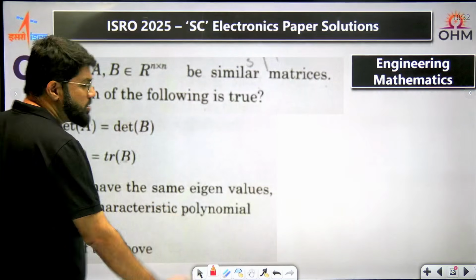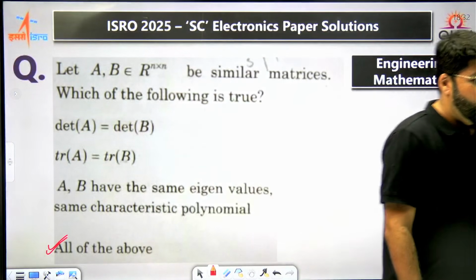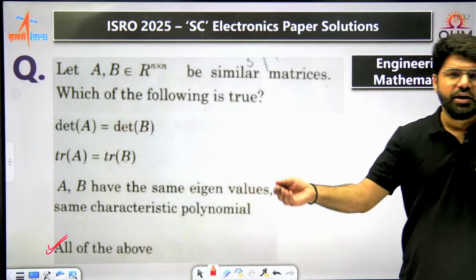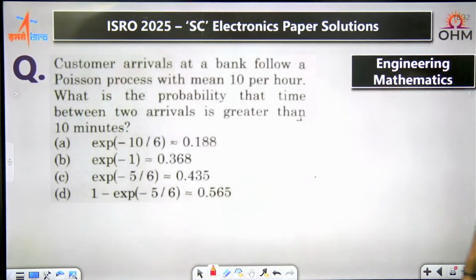A fundamental question on the knowledge of similar matrices, which we normally study for similarity transformation. Okay, anyways, next one.